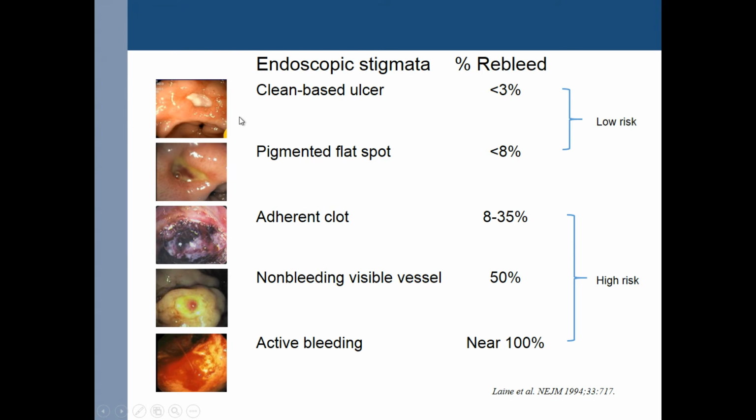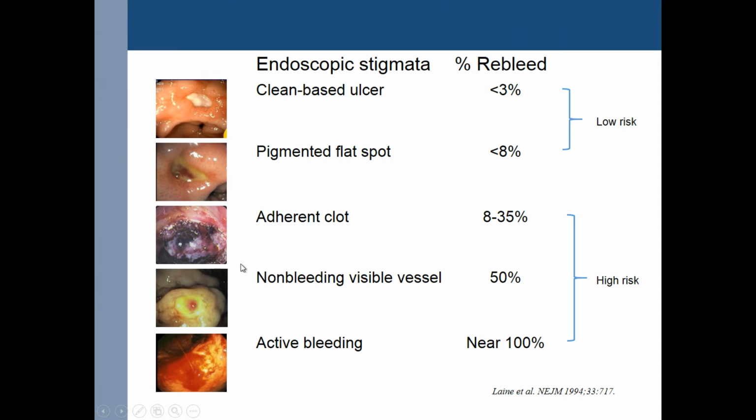So now these represent the possible findings that you could see when you do the EGD. You could see a clean-based ulcer that is defined as, again, being clean with no protuberances, nodules, or pigmentation within it. This shows a pigmented flat spot within the ulcer, and both of these are associated with very low risk of rebleeding, certainly less than 10% risk.